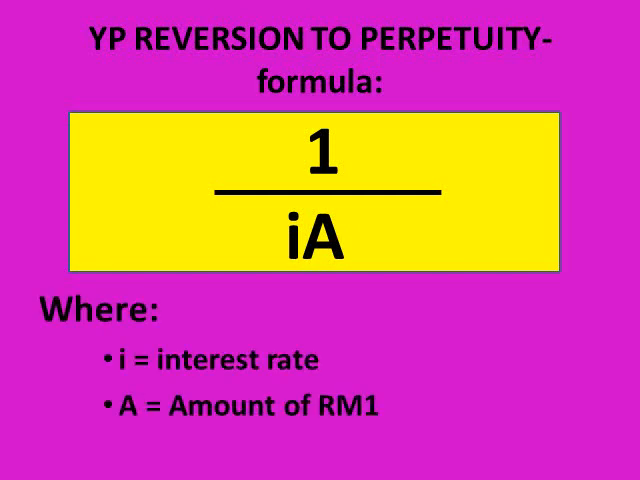So this is the formula of YP reversion to perpetuity, 1 over IA. It is a combination of 1 over I and 1 over A. 1 over I is YP in perpetuity, and 1 over A is PV. Here I is the interest rate and A is the amount of 1 plus I to the power of the number of years.